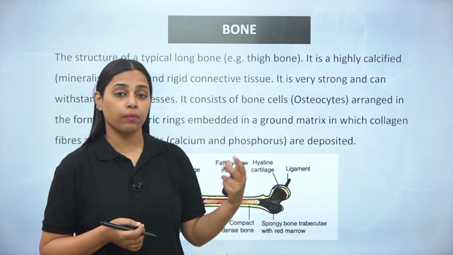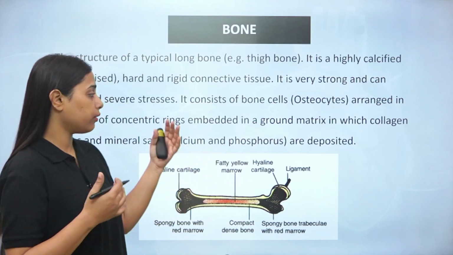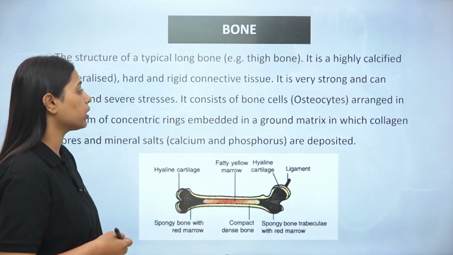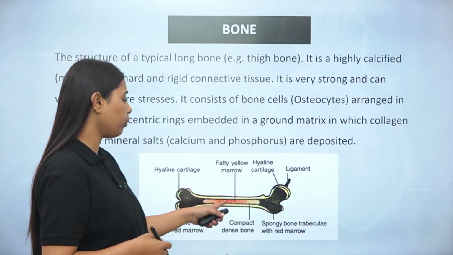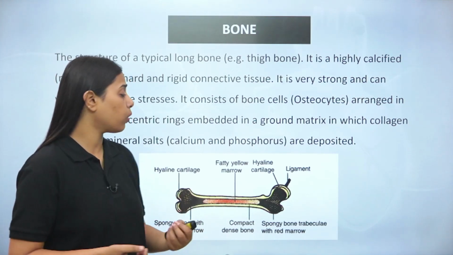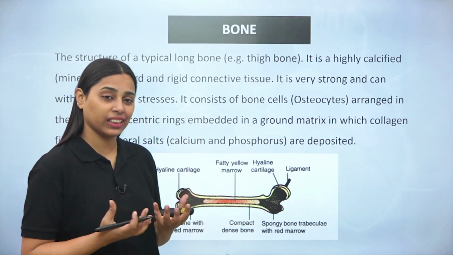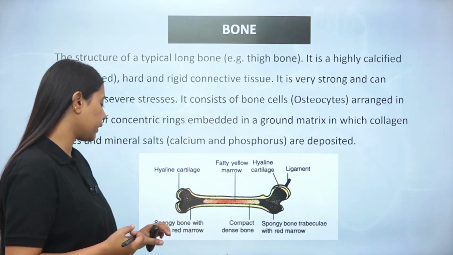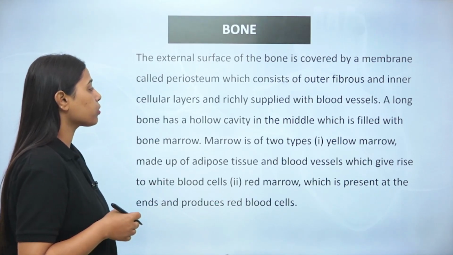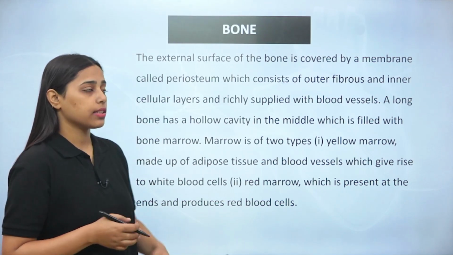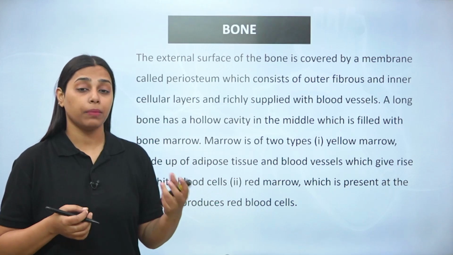This femur thigh bone attaches the pelvic region and the knee joint, and in the middle this bone is present. So this is the structure being shown, that it has yellow marrow present inside, and it's hollow also. Hollow in the sense it is filled with this yellow marrow and the connective tissue present in it. Hyaline cartilage is there. The external surface of the bone is covered by a membrane which is known as periosteum, which consists of outer fibrous tissues and inner cellular layers, rich in blood supply.